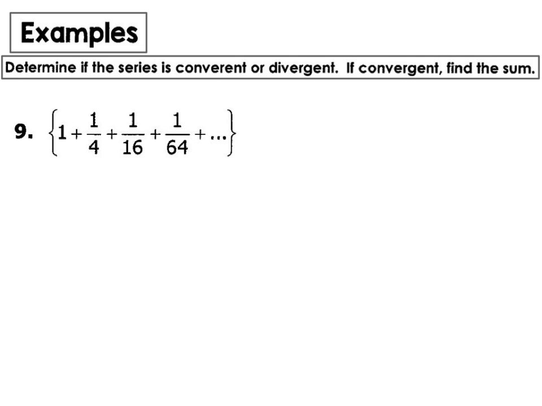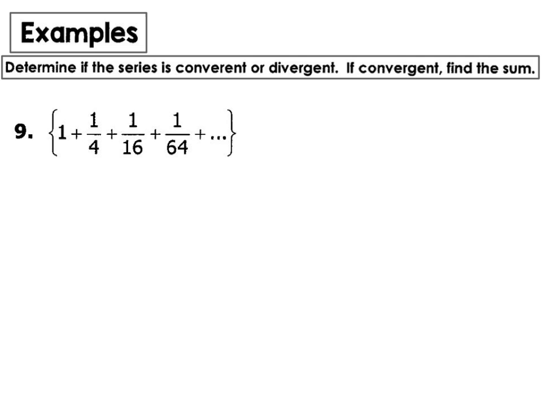So number 9, the first thing we want to do is determine if it's convergent or divergent. If it's divergent, nothing we can do, classify it as divergent. If it's convergent, then we can use our convergent series formula to help us find that sum it's approaching. So first of all, let's look for our common ratio.